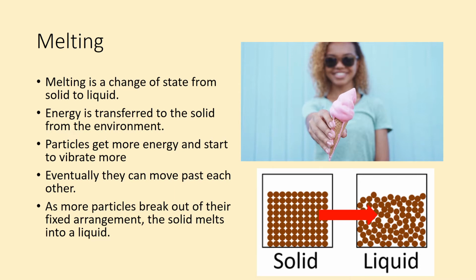So we've got a lovely cold ice cream on a hot day, and energy from the air, from the environment. So the environment is the stuff that's surrounding whatever we're talking about. So in this case, the ice cream is what we're talking about, and the environment is the air around it and the hand of the girl who's holding onto the cone. So energy's been transferred from all of those things into the solid, and that's increasing the energy of the particles. They move around and eventually they can break out of their solid arrangement, and instead of a lovely cold ice cream, we get a runny, sticky mess.